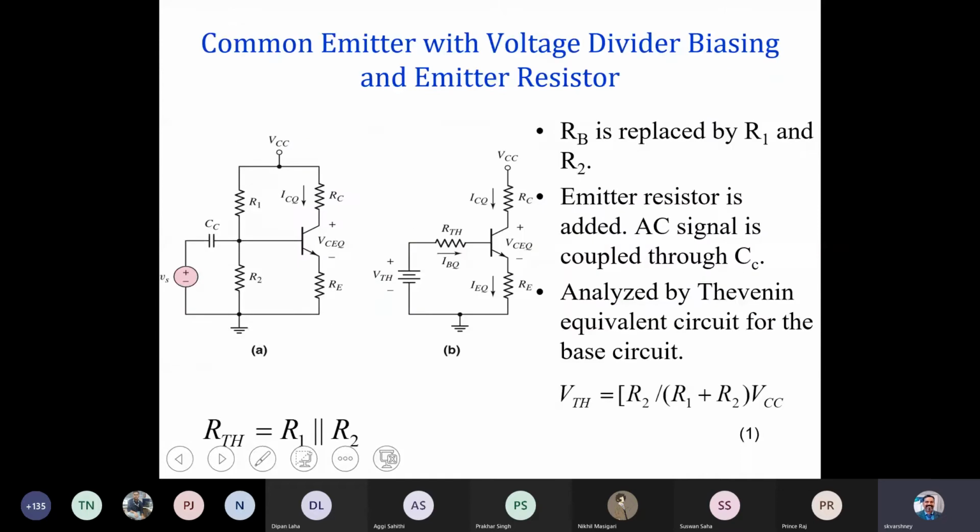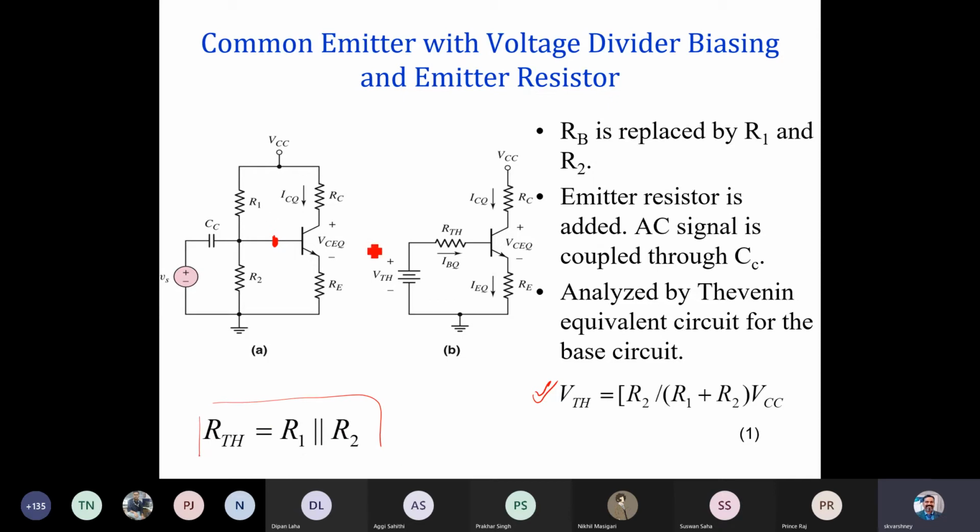Anyway, if we look at this one, VCC is connected as the power supply, and R1 and R2 form the voltage divider. You just find the base circuit. At this point, the voltage we can find by using a Thevenin equivalent. That is simply given by the voltage divider equation, R2 over R1 plus R2, multiplied by VCC. That gives the voltage at the base terminal, and the equivalent resistance present at the base terminal is simply given by the Thevenin equivalent resistance, right?